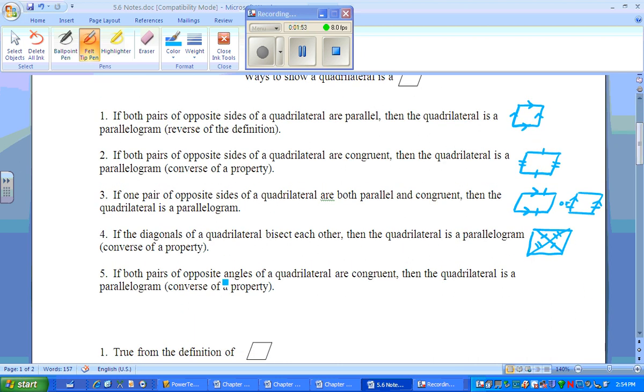And last but not least, if both pairs of opposite angles of a quadrilateral are congruent, then you have a parallelogram. So if this angle and this angle are congruent, and here are congruent, you have a parallelogram once again. So these are the 5 reasons. Both sets parallel, both sets congruent, one set parallel and congruent, diagonals bisecting each other, or opposite angles being congruent.